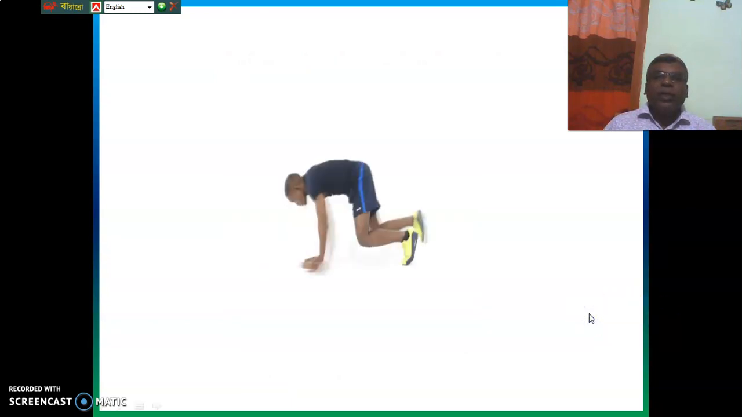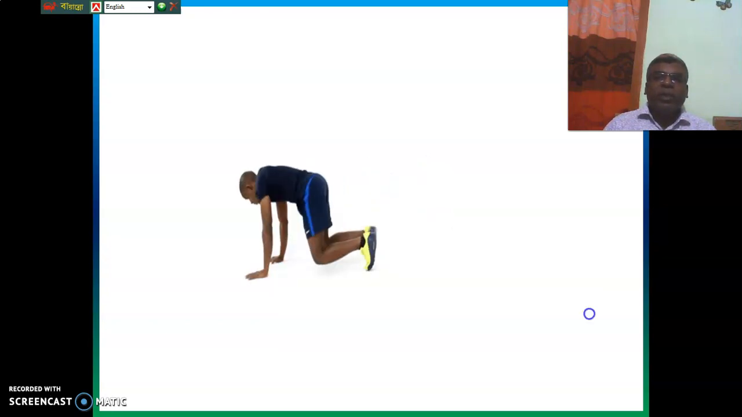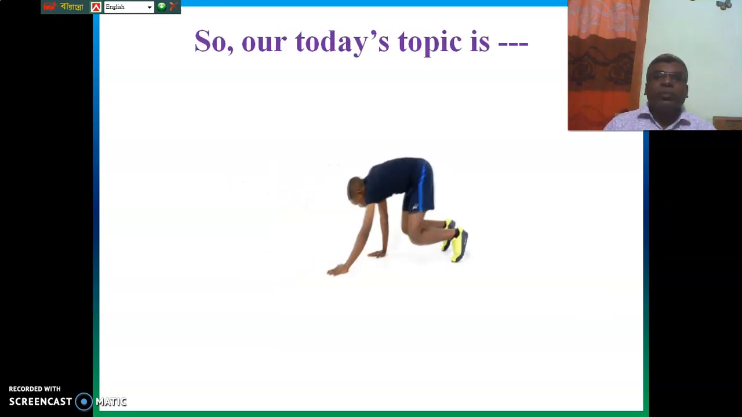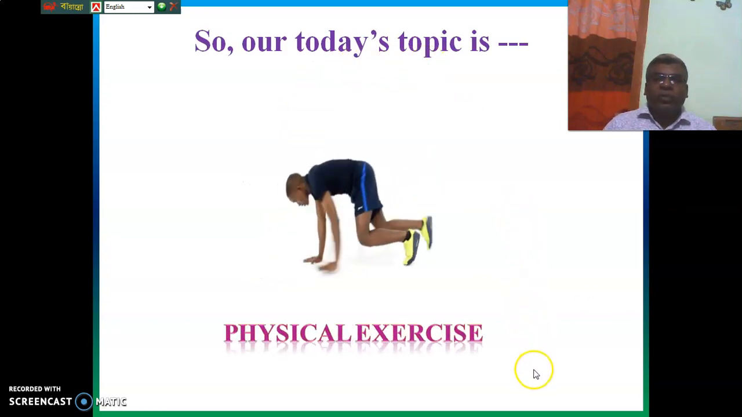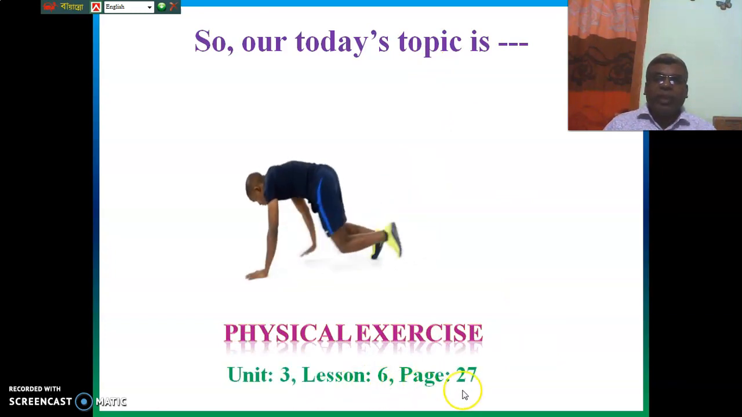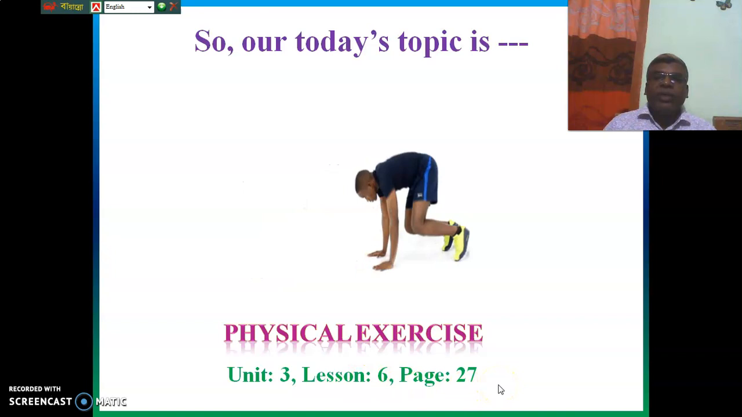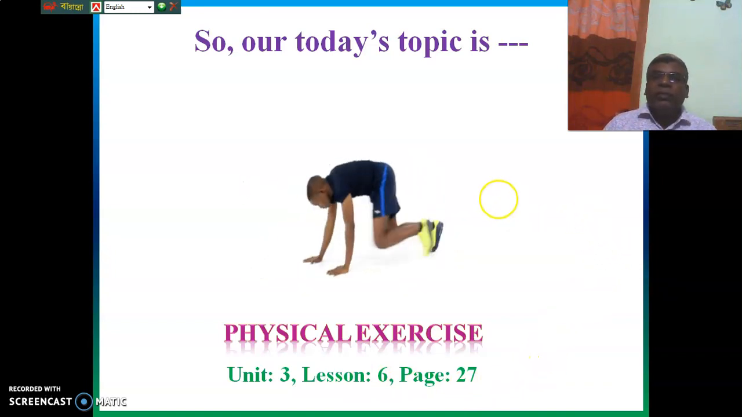Here is also another picture. Look at what the man is doing. He is also doing exercise. So our today's topic is physical exercise. Unit-3, Lesson-6, page 27 and 28. Yes, friends. Look at the screen.